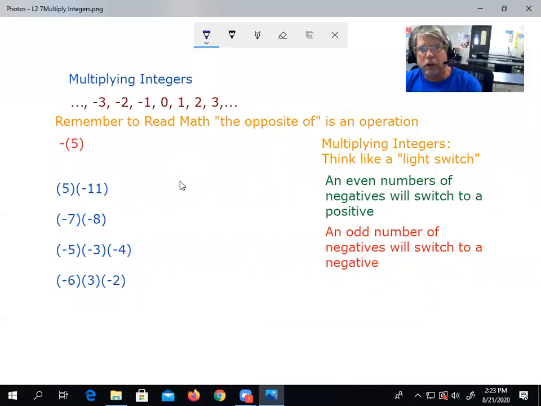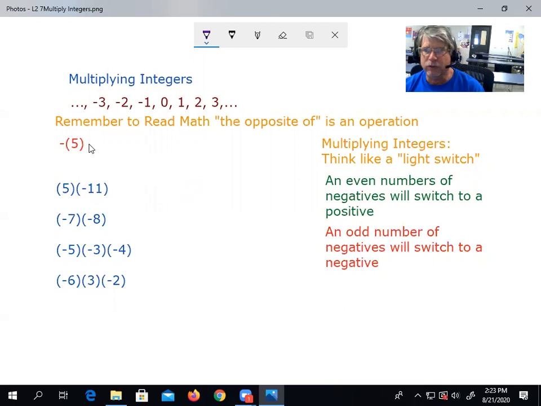This lesson we're going to talk about multiplying integers. Remember, integers were those positive and negative numbers, like -3, -2, -1, 0, 1, 2, 3. One thing we have to remember is when we do some of the math, we wrote this back a few lessons ago, like this dash on the outside of the parentheses.